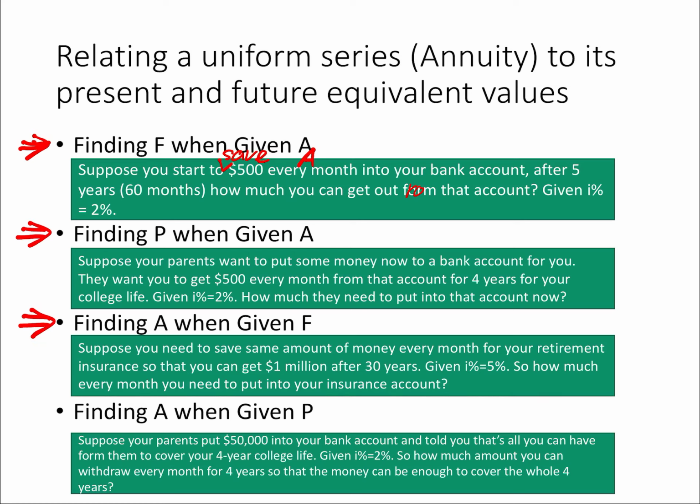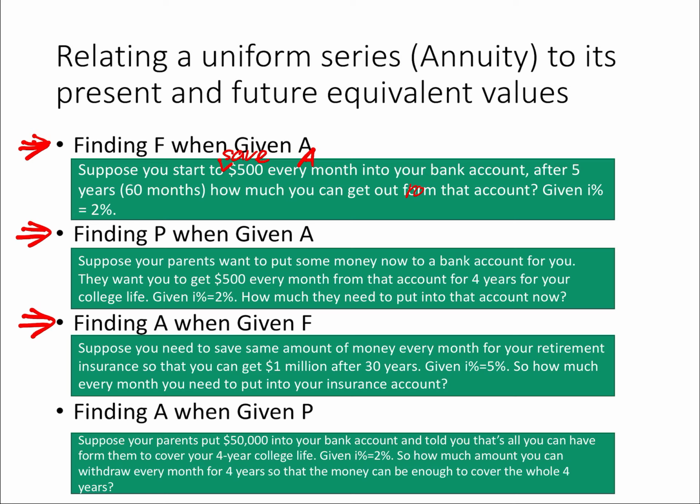Also very useful. And then the third scenario is to find the annuity when given a future value. Suppose you need to save the same amount of money every month for your retirement insurance plan. You save some money into that plan, and when you retire, you can withdraw a lot of money from it. Now you're planning, and you say, my plan is to get 1 million after 30 years of hard work in the company.